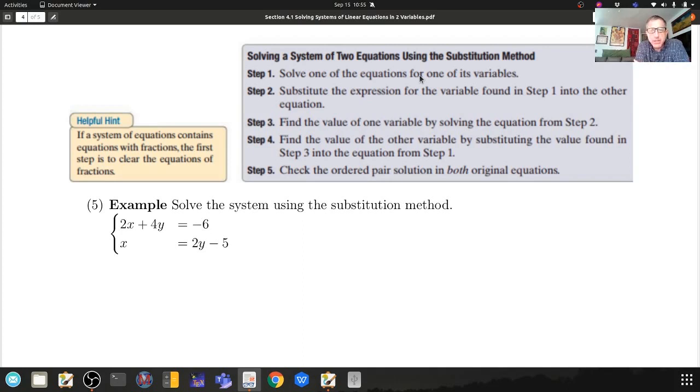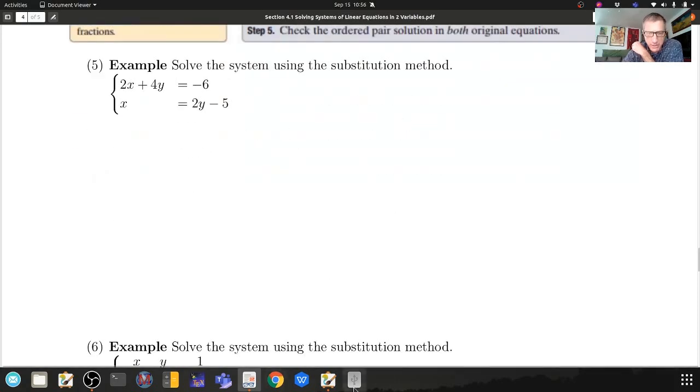Step 2, we're going to substitute the expression for the variable found in step 1 into the other equation. Step 3, find the value of the variable by solving the equation from step 2. Step 4, find the value of the other variable by substituting. All of this is going to make more sense if we just do it, right? So let's just do it.